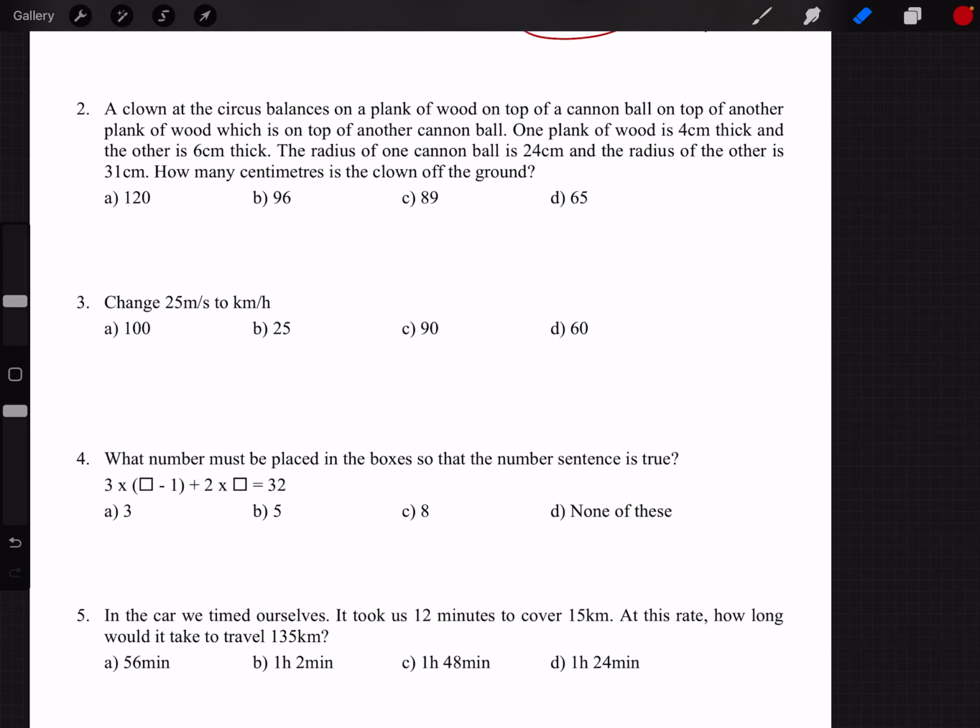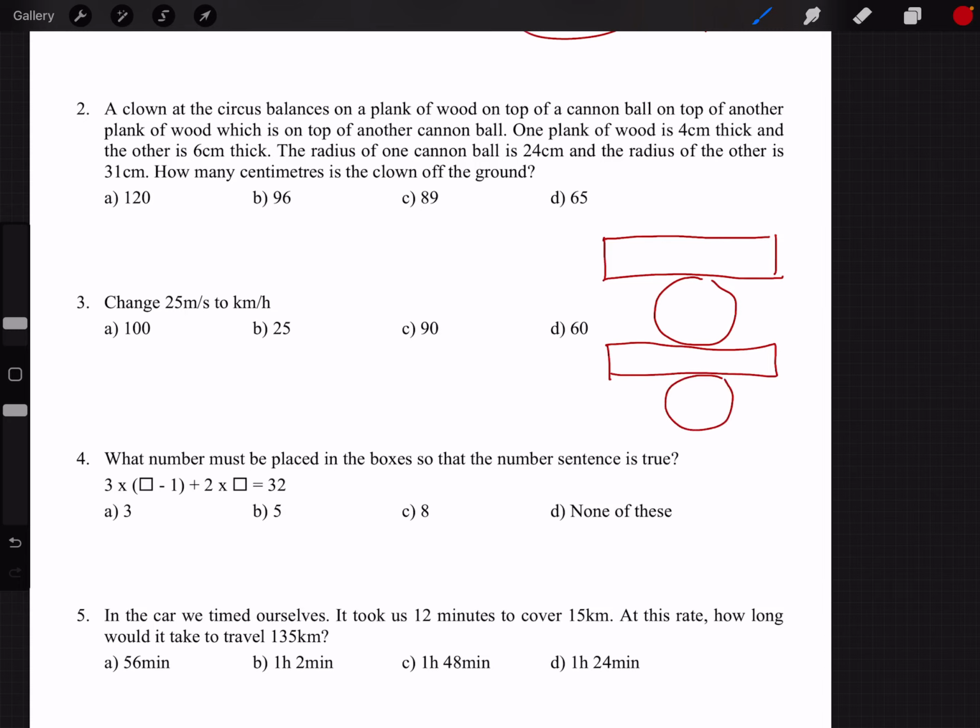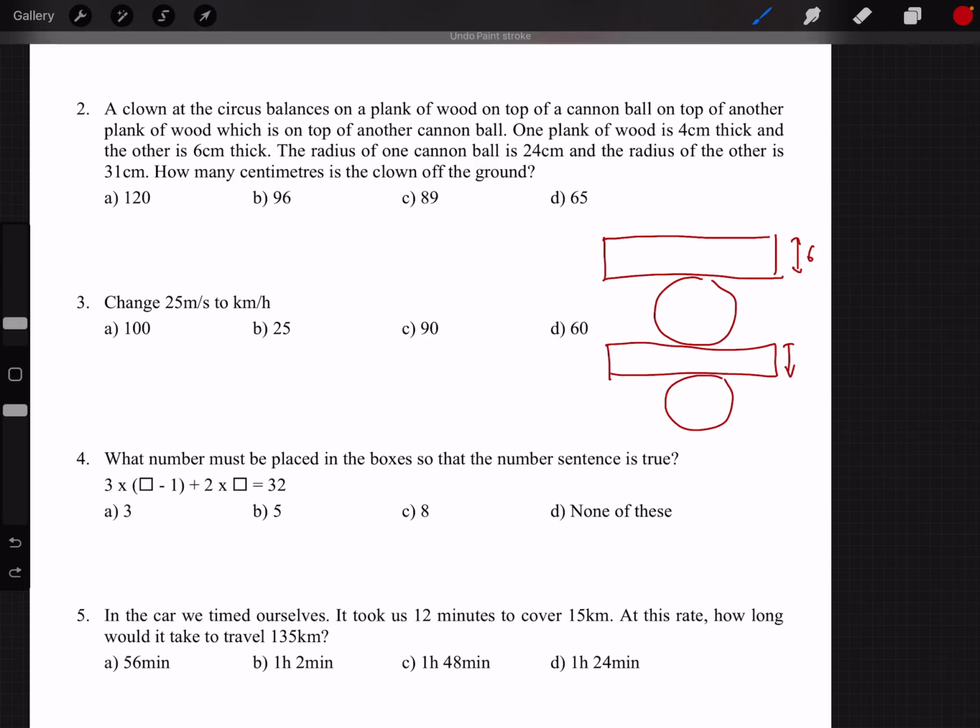Next one, a clown at the circus balances on a plank of wood on top of a cannonball. Okay, so he's on top of a plank of wood, that's on top of a cannonball, that's on top of another plank of wood, that's on top of another cannonball. Now the plank of wood is 6 centimeters and 4 centimeters thick. And the cannonball has a radius of 24 centimeters.